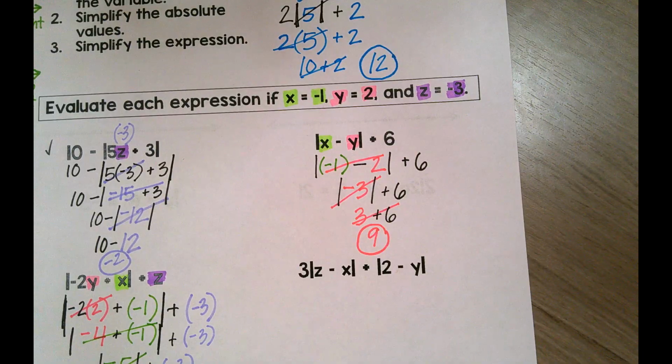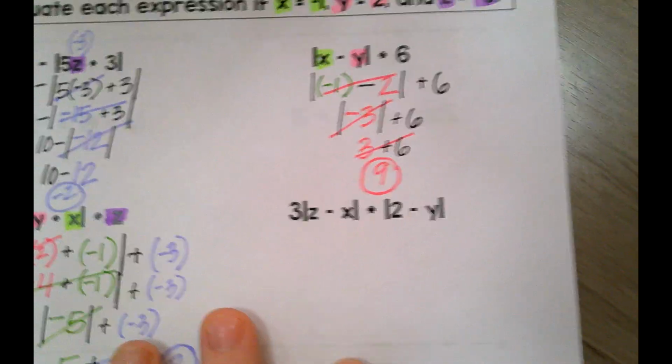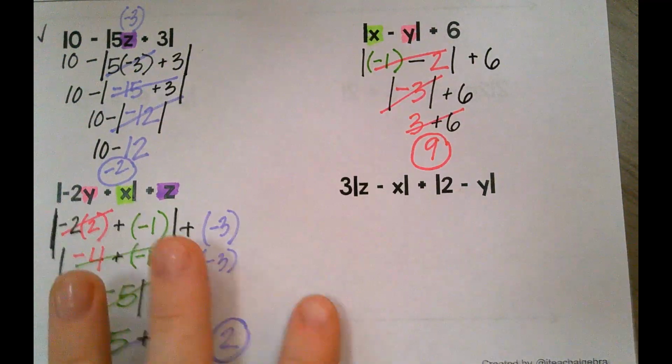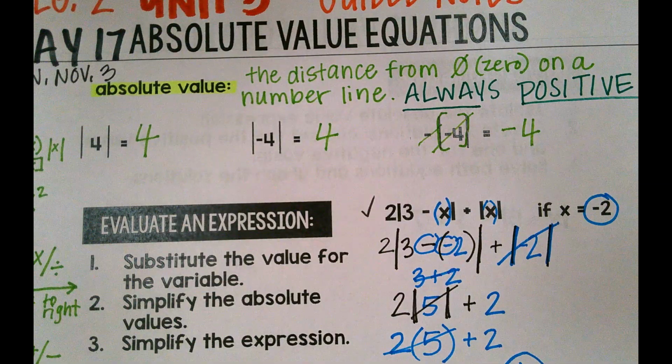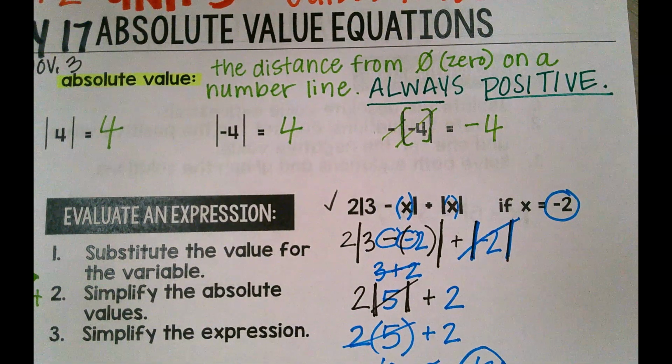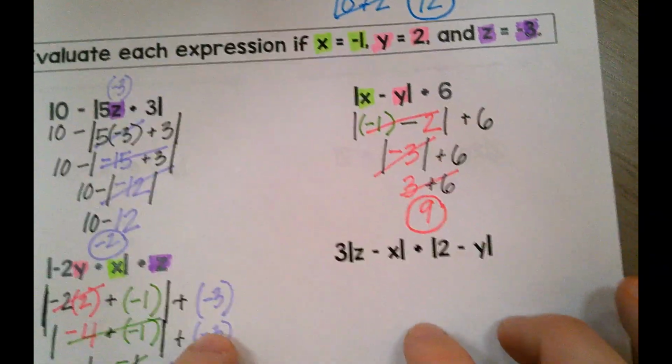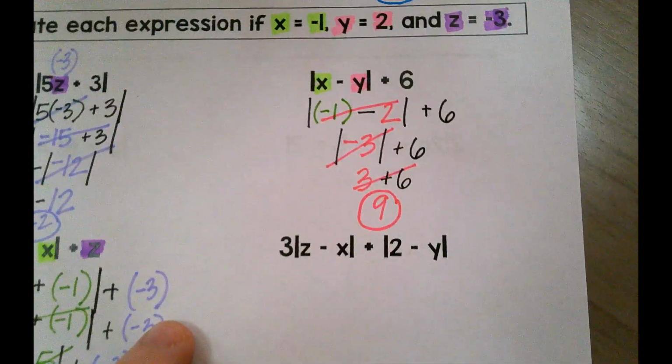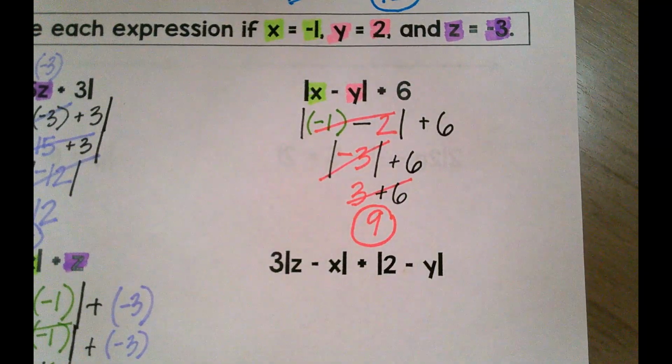Okay, we are back from our break. Before the break, we learned about absolute value. It's the distance a number is away from zero on a number line, always positive. And we've solved a few expressions. Now we're going to look at this last one here.